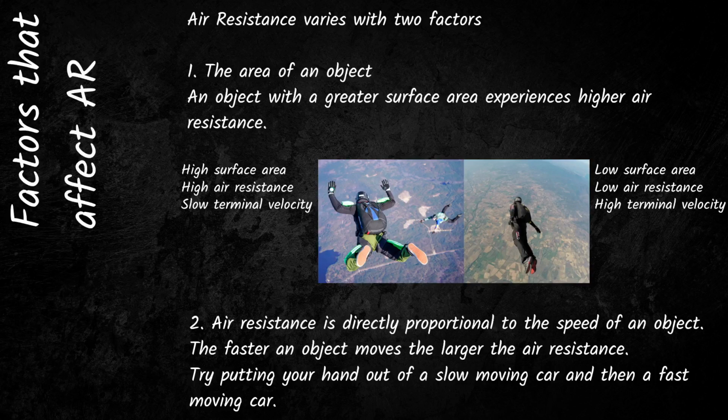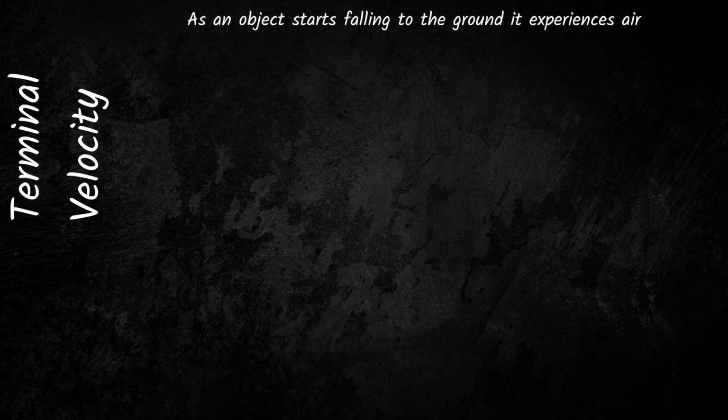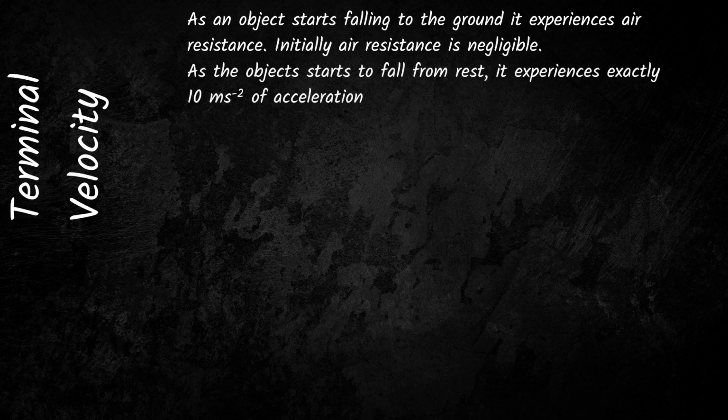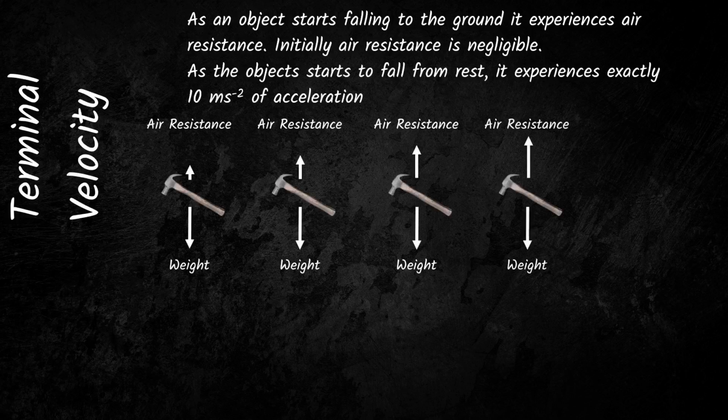Terminal velocity is a very important concept which is a part of many questions. As an object starts falling to the ground, it experiences air resistance, which is initially zero. As we know that air resistance depends on speed, and if the speed is zero, the object will not experience any air resistance. The object is now falling and it will experience an acceleration of exactly 10 meters per second squared, as demonstrated by these diagrams.